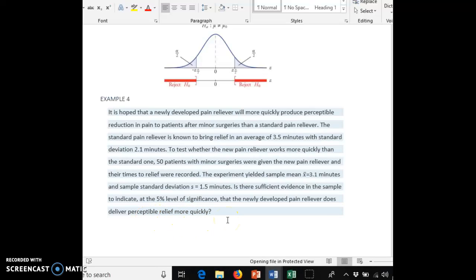All right, now let's go through our steps. First thing we've got to do in any hypothesis test is identify the null hypothesis and the alternate hypothesis. The null hypothesis is always kind of what's already accepted. So let's notice that the standard pain reliever relieves an average of 3.5 minutes. So that's what's already been going on traditionally for a long time.